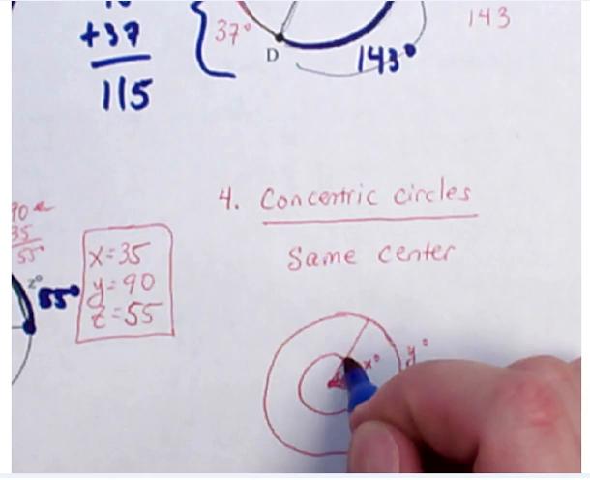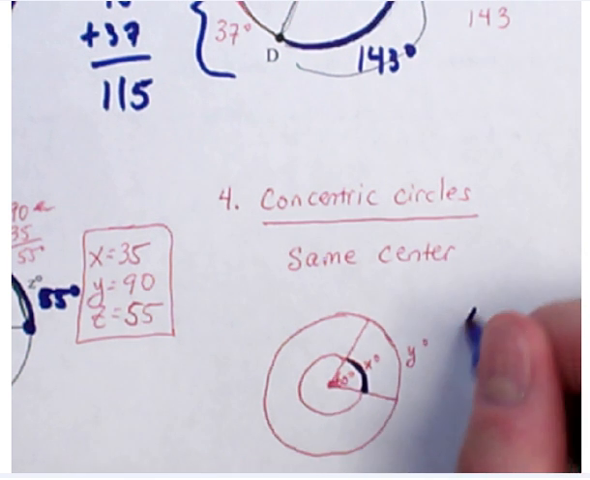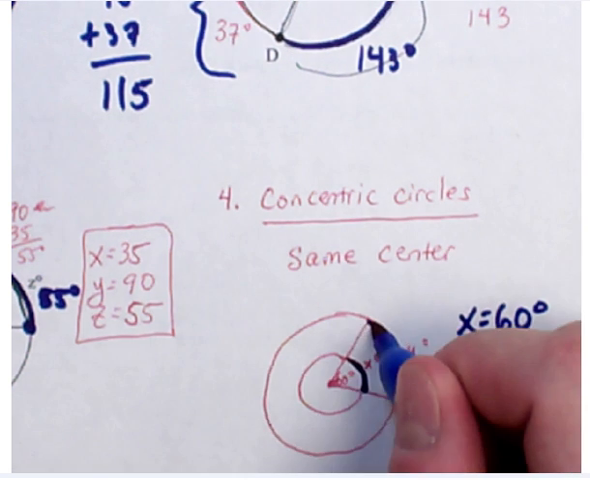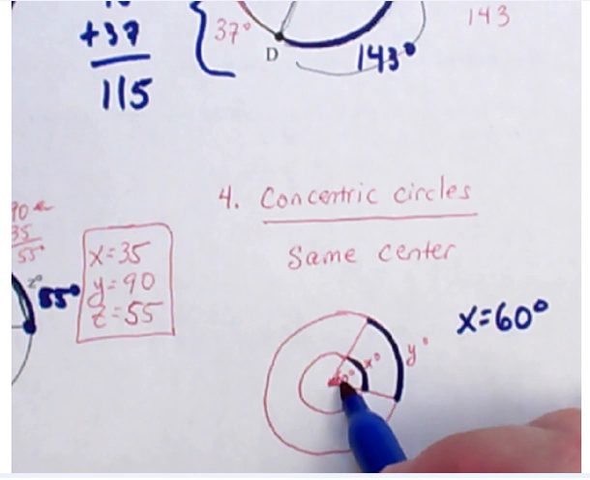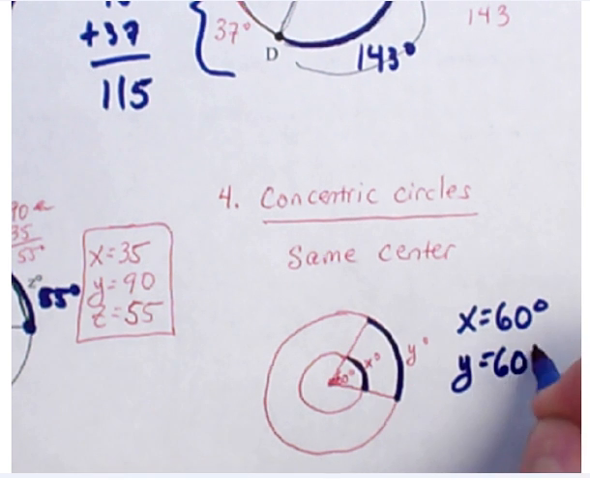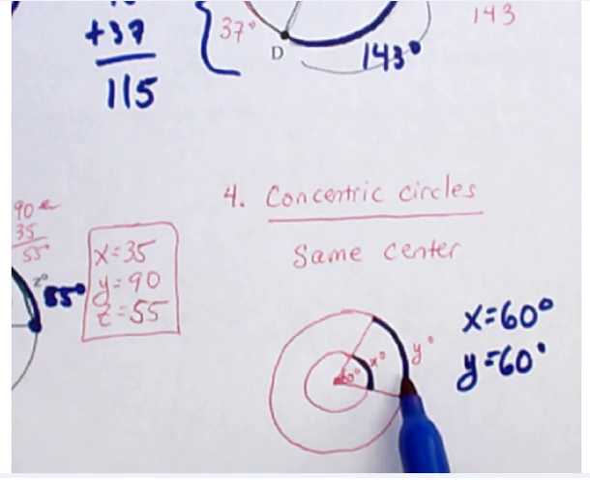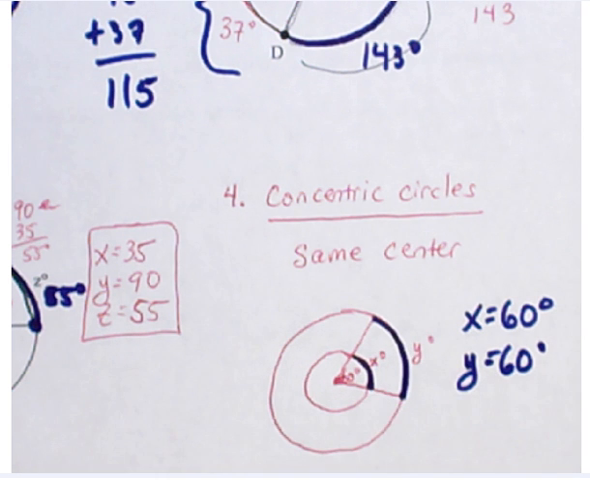Well, x is this arc measure. The central angle is 60, so the arc has to be the same. X is 60. But here's the thing though. To find y, that's also an arc measure. The central angle is 60, so the arc measure is still 60 degrees. Now you'd say, wait a minute, but this arc is bigger. It has a bigger distance, it has a bigger length, but it does not have a bigger arc measure. An arc measure is like an angle measure. So both of these are actually the same. X is equal to y in this case.